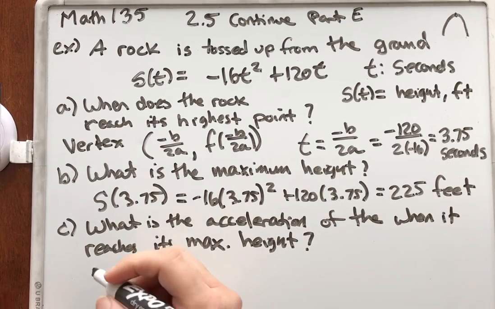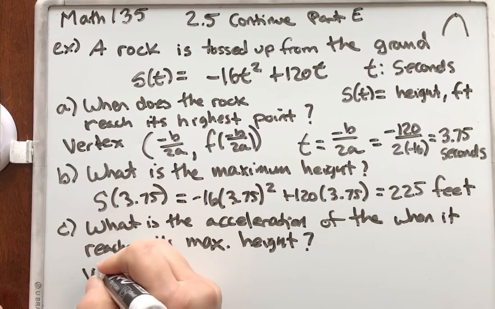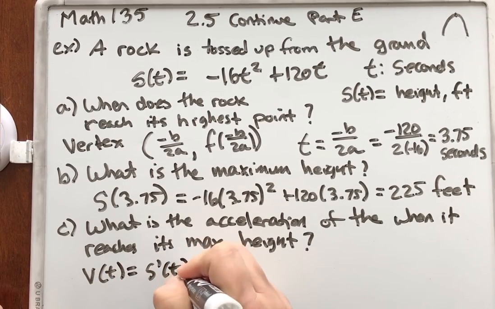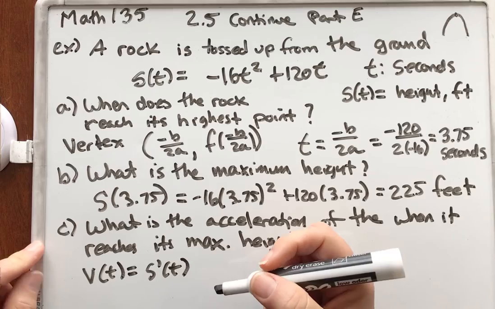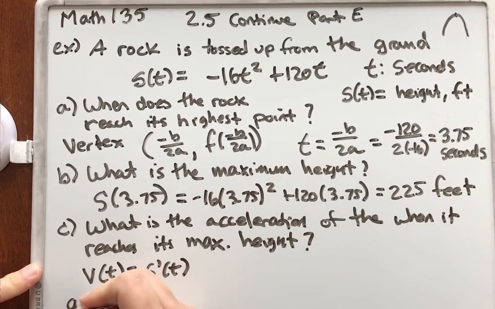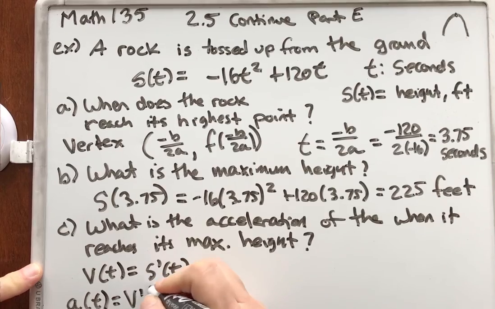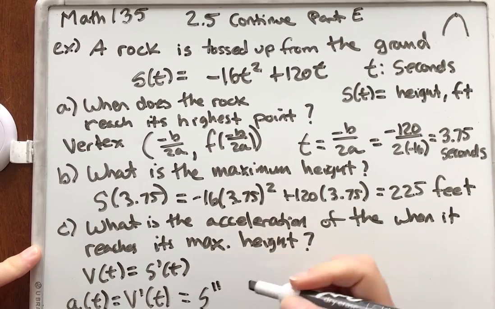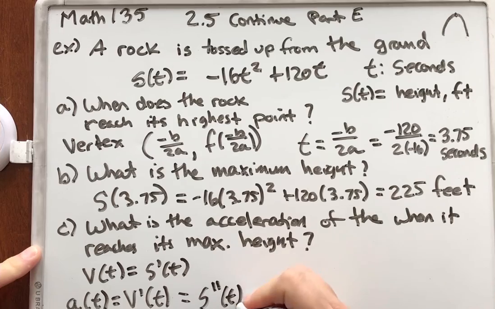Now remember, v of t, the velocity, equals s prime of t. Well, it happens to be that acceleration, a of t, equals the derivative of v of t. And the derivative of v of t happens to be the second derivative of s of t. So that's what we'll need to do to finish this question, okay?